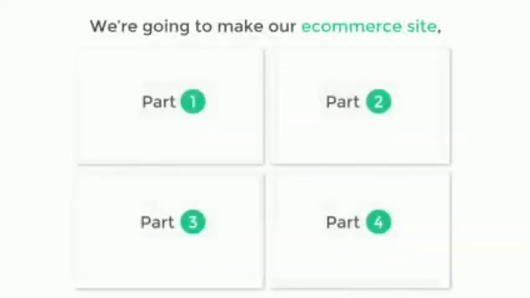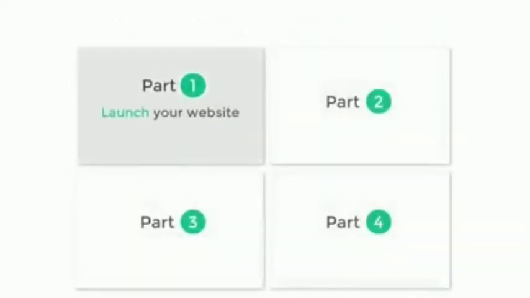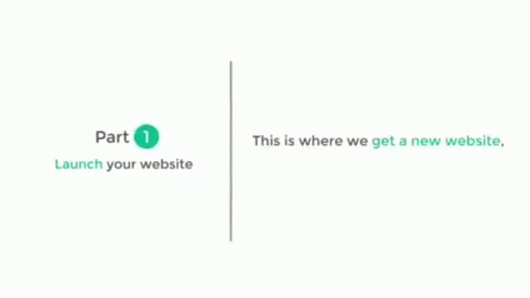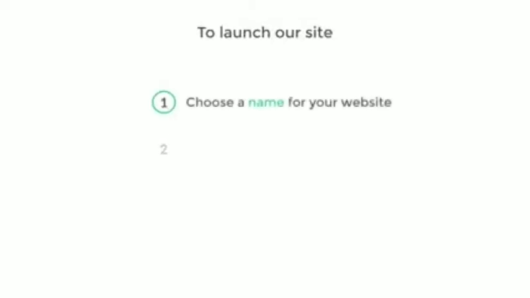So let's get started. It's going to be very simple. We are going to make our e-commerce site in just 4 parts. The first part is to launch your website. Now this is where we get a new website live on the internet. So in order to launch our site, we are going to do 2 steps. The first step is to choose a name for your website.